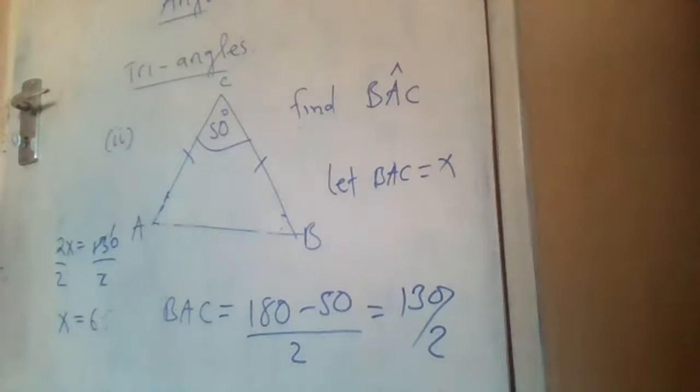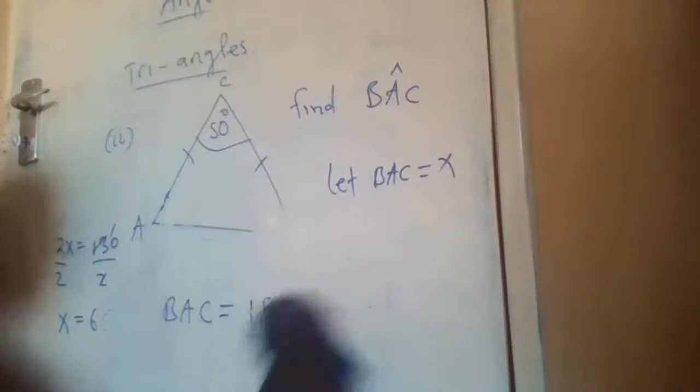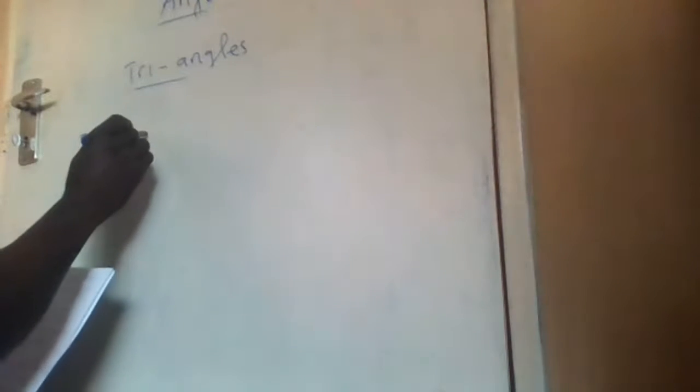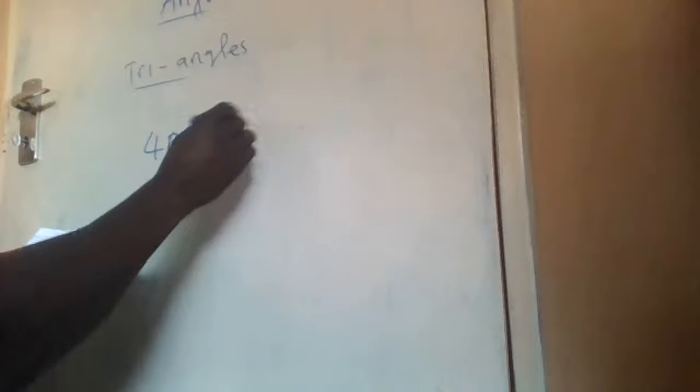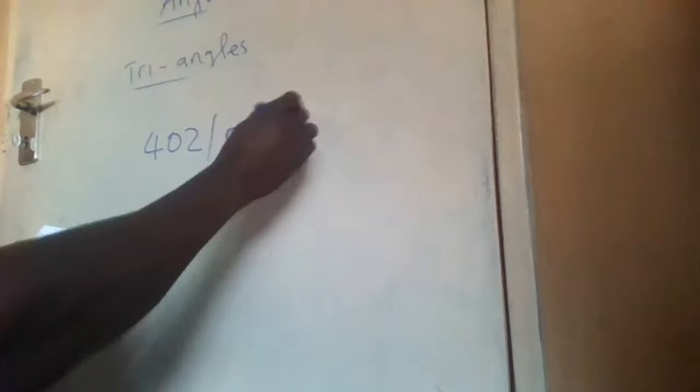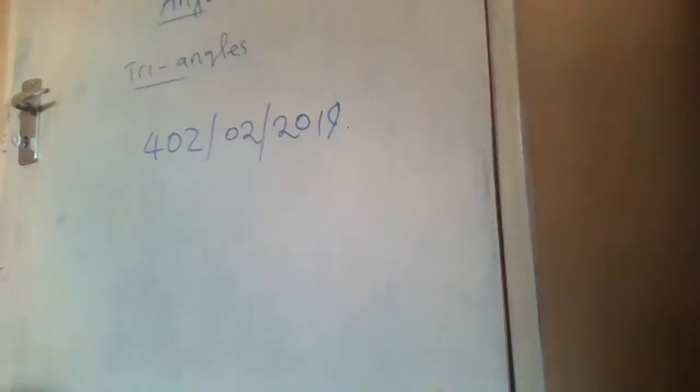The last one is coming from an ECZ past paper. The ECZ past paper is which year? That's 2019. So let's see how we can go back to a 2019 past paper and trace this question and definitely find it. The way I write questions from the past paper, I write the subject code, stroke 02, which means it comes from paper 2, and then the year is 2019.